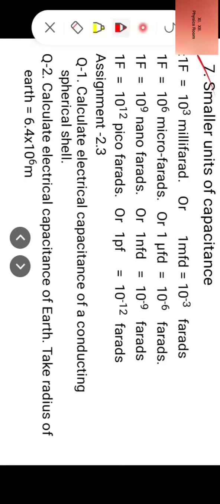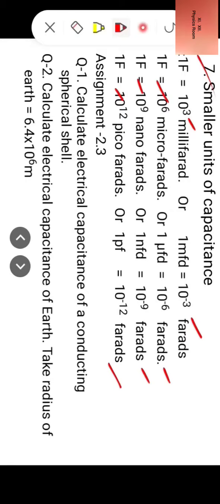Smaller units of capacitance. 1 farad is equal to 10 raised to power 3 millifarad, or 1 millifarad is equal to 10 raised to power minus 3 farads. 1 farad is equal to 10 raised to power 6 microfarads, or 1 microfarad equal to 10 raised to power minus 6 farads. 1 farad equal to 10 raised to power 9 nanofarads, or 1 nanofarad equal to 10 raised to power minus 9 farads. 1 farad equal to 10 raised to power 12 picofarads, or 1 picofarad equal to 10 raised to power minus 12 farads.